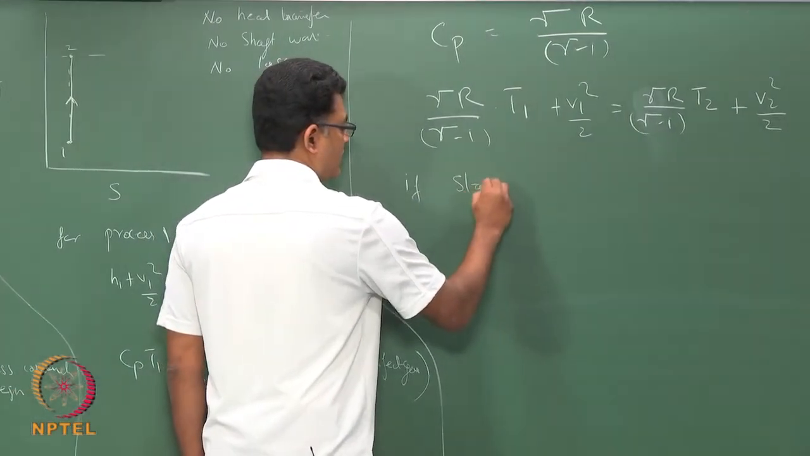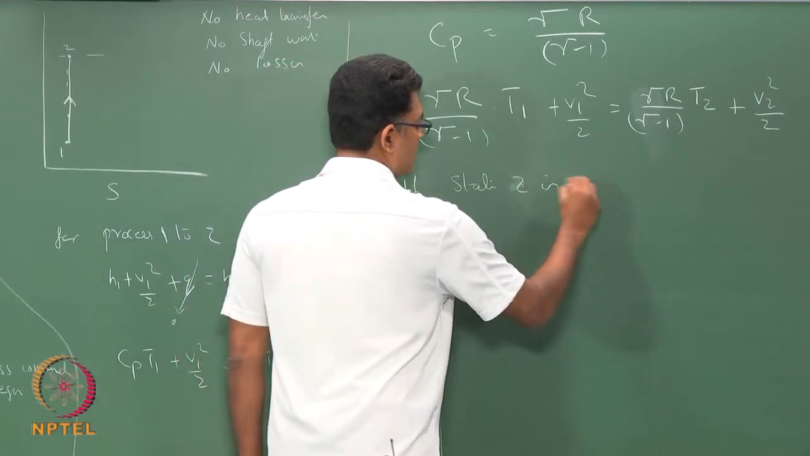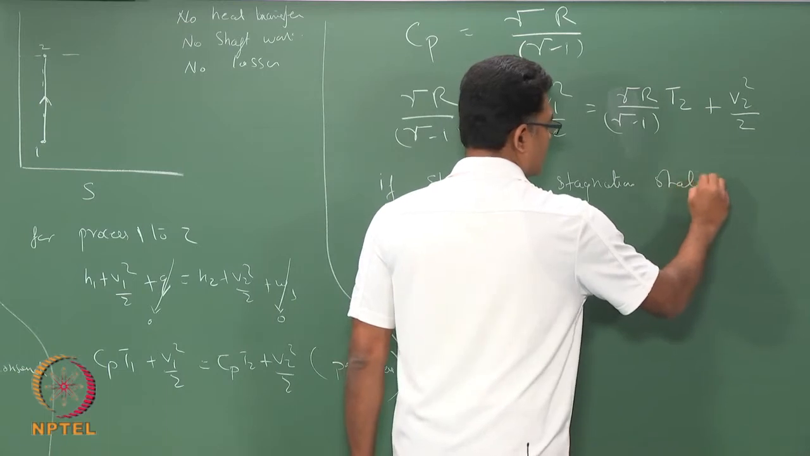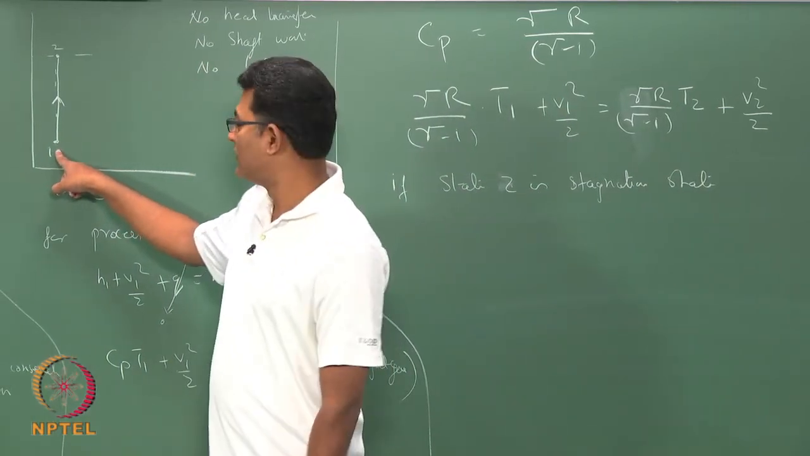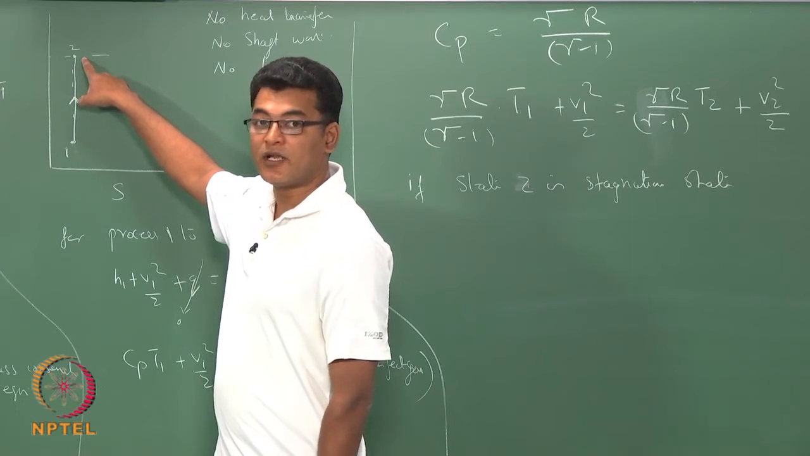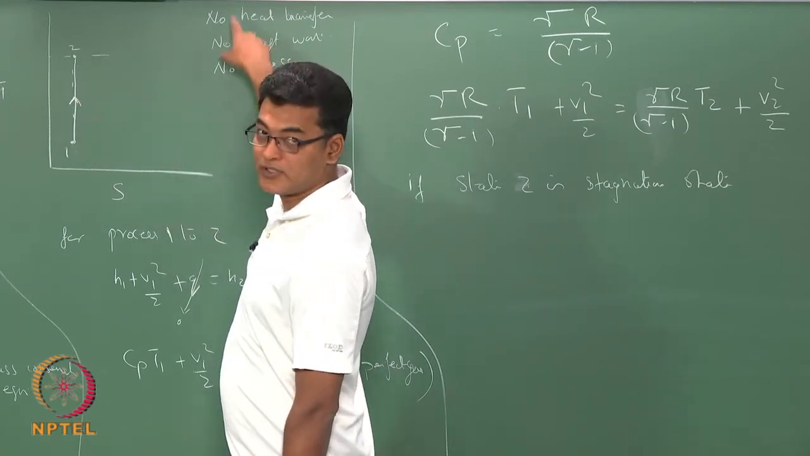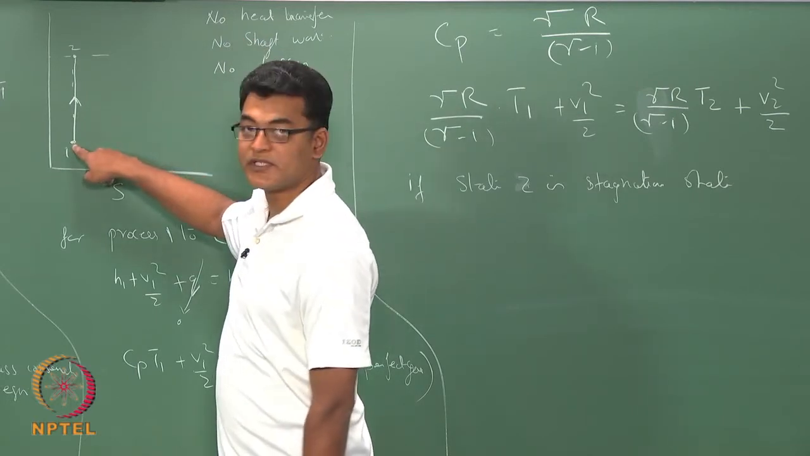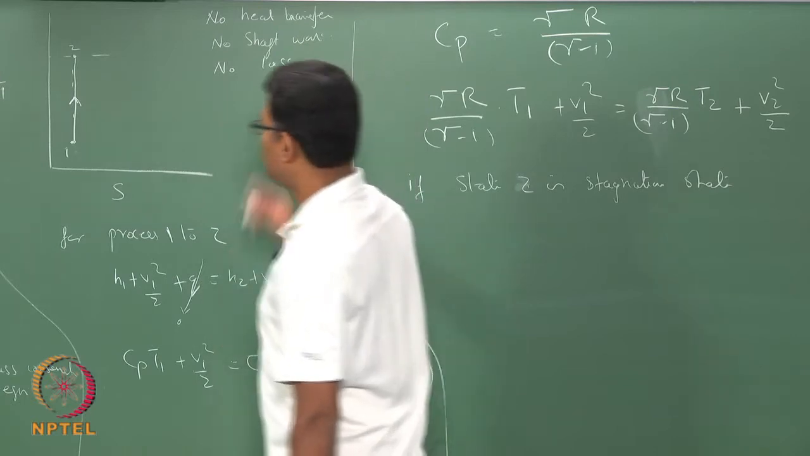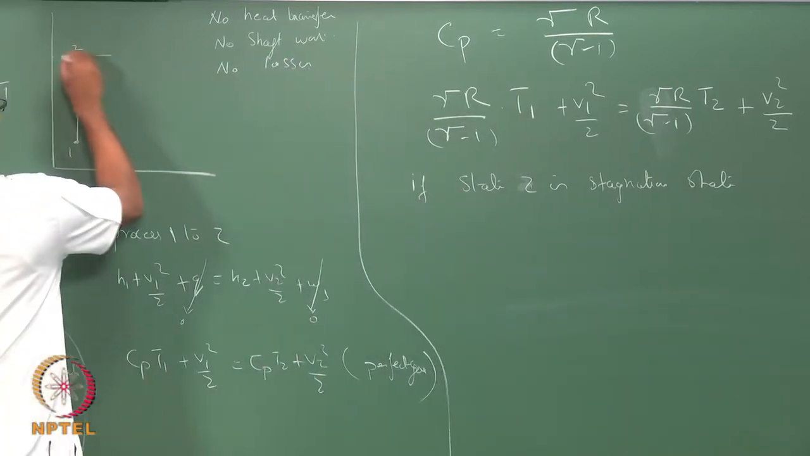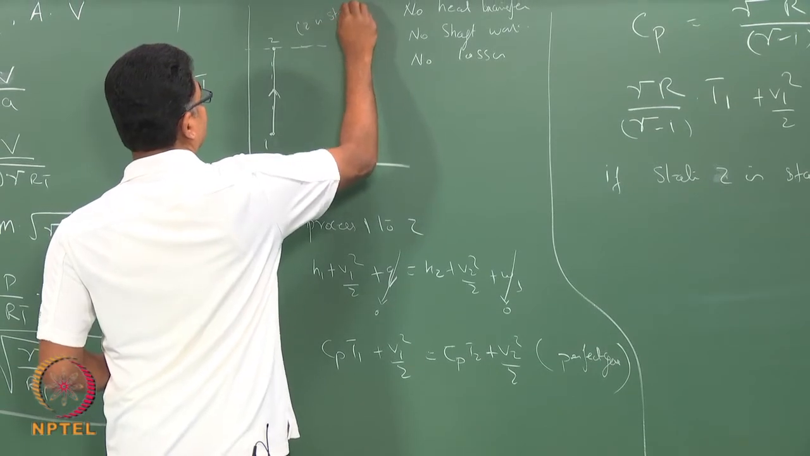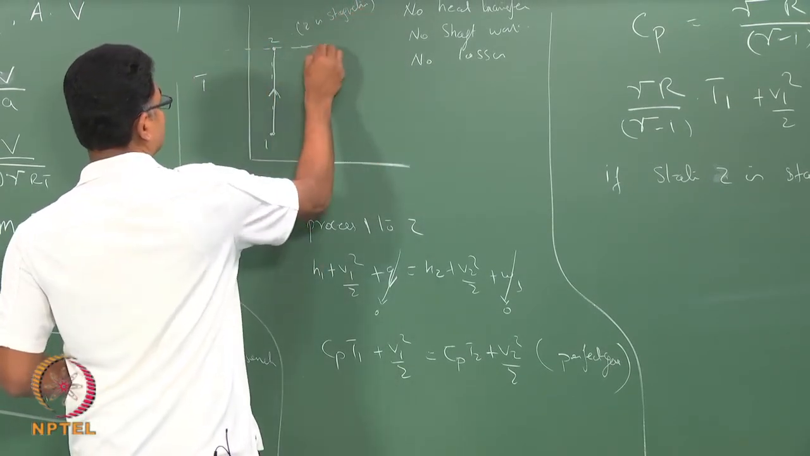If state 2 is the stagnation state, what do I mean by that? I have taken the state 1 to a location where my velocity is now 0, and I have done this, assumed these 3, which means I have taken the fluid from state 1 which has some velocity to a location where the velocity is 0 isentropically with no heat and no shaft work. Thus, as 2 is stagnation point, this is my 0 condition.